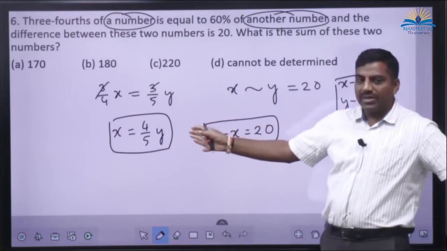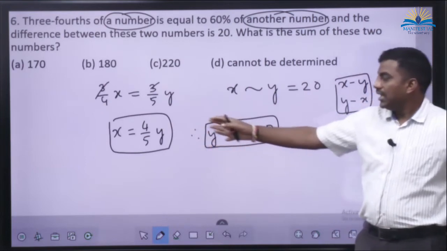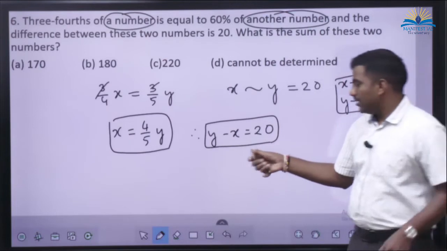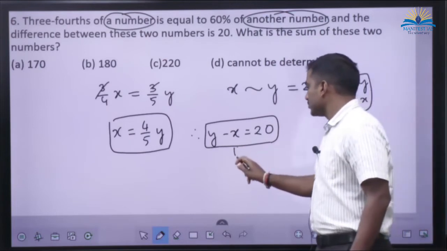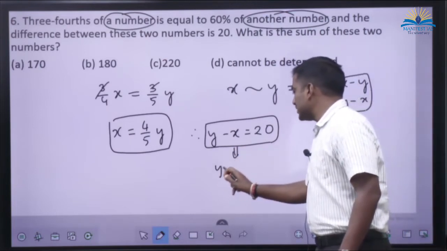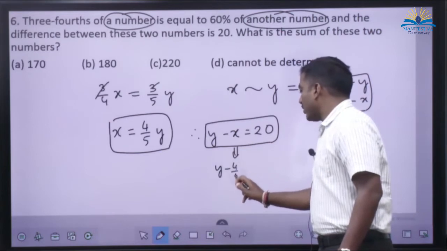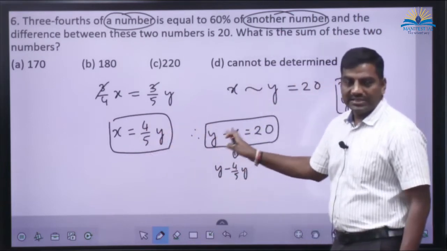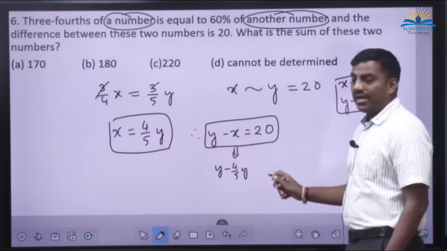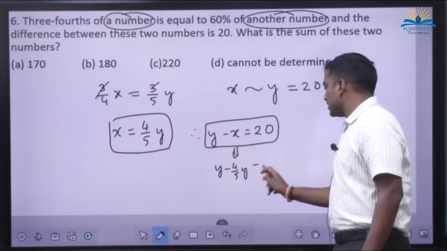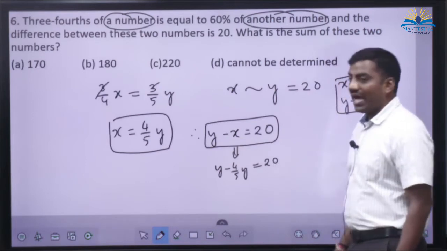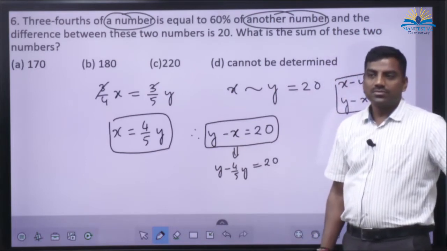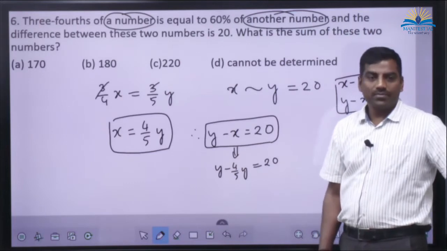In such case, what best you can do is, instead of x, put 4 by 5y. Here, put y minus 4 by 5y, because x is equal to 4 by 5y. Instead of x, I am putting 4 by 5y is equal to 20. Y minus 4 by 5y is how much? 1 minus 4 by 5.